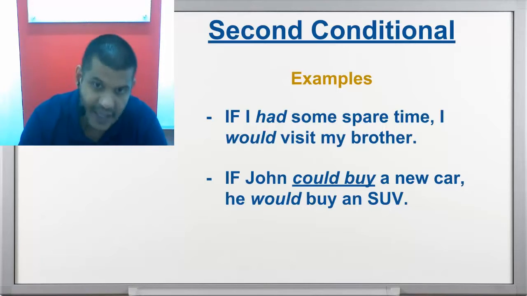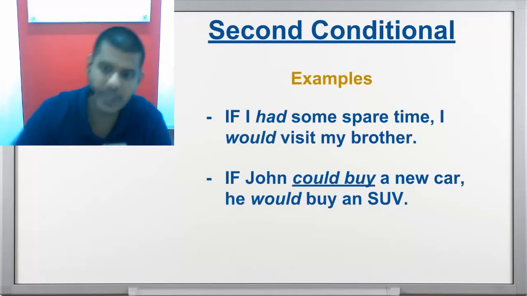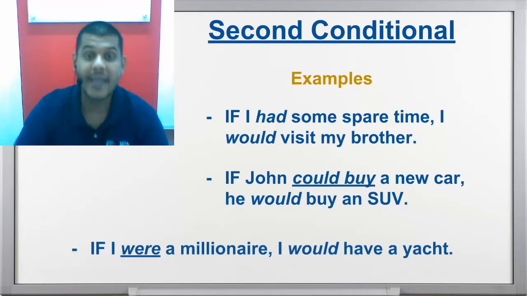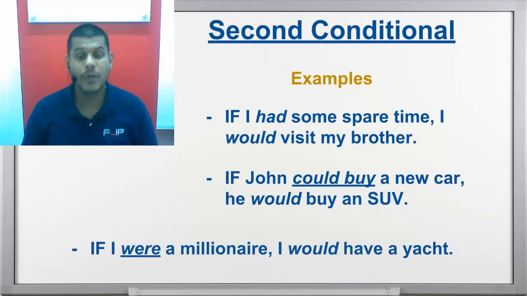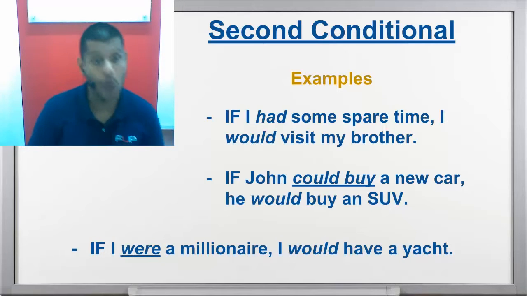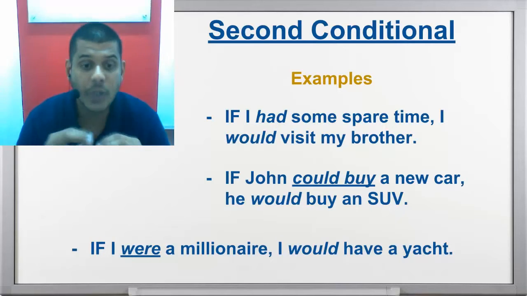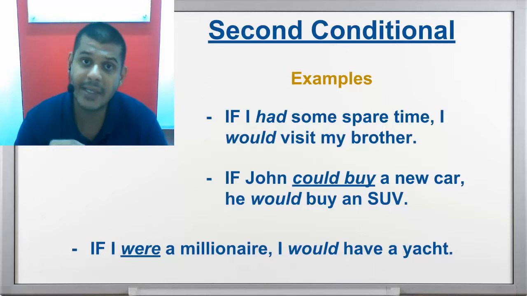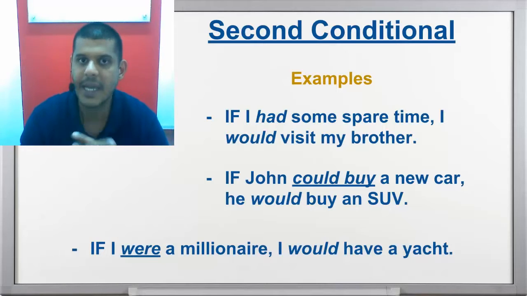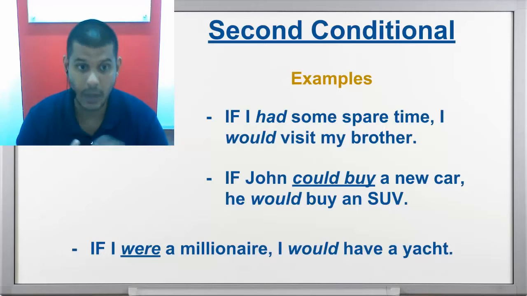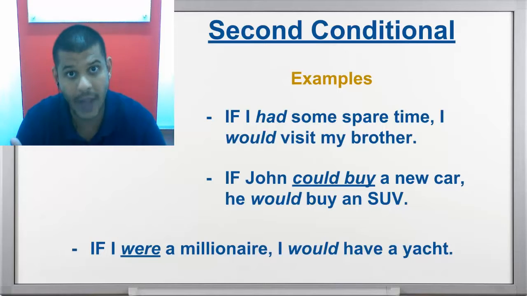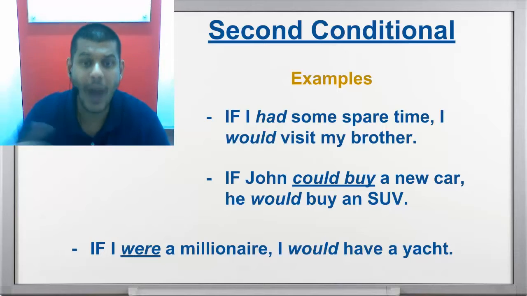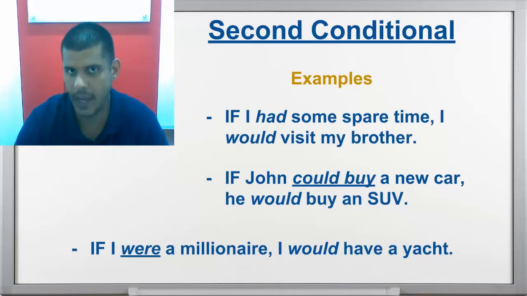And finally, I need special attention to this next sentence too. The sentence says, if I were a millionaire, I would have a yacht. So, in this case, you see that we are using the verb be in the past. But if you analyze, the verb be is different from the original form, because the verb be in the past, conjugated with the pronoun I, for example, says I was. I am a teacher now. I was a student in the past, okay?